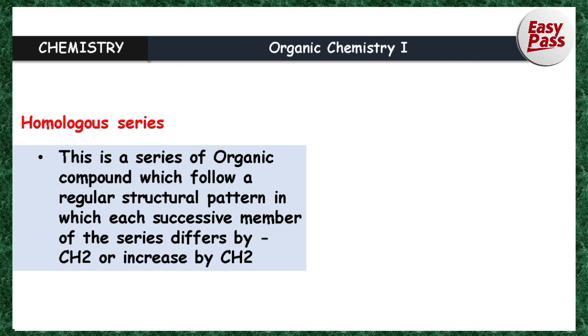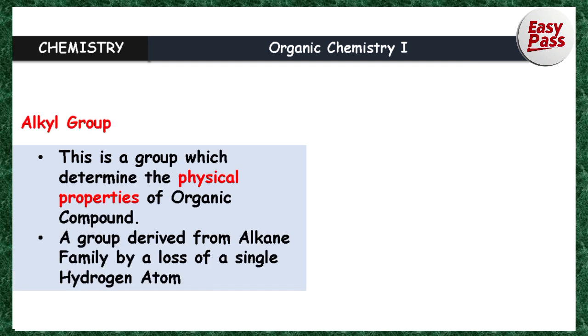What about alkyl group? The major advantage of alkyl group is that it is a group that determines the physical properties of organic compounds, and it is a group derived from the alkane family by a loss of a single hydrogen atom.